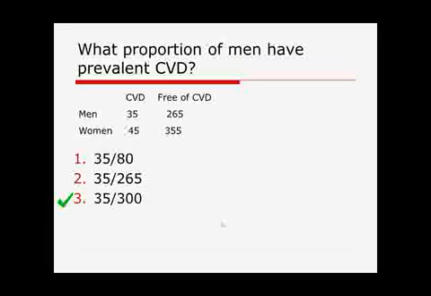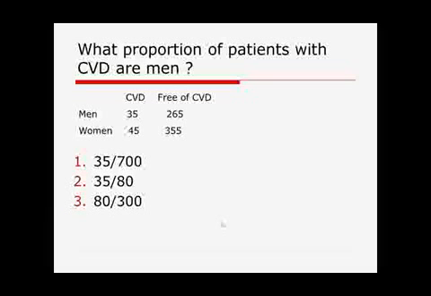So the proportion who have prevalent CVD would be 35, and now we're just looking at the men out of a total of 300. So it's not 35 out of 265. That's actually something else. That's an odds as opposed to a proportion. We'll get to that in a minute. But you need your total to get this figure. What proportion of patients with CVD are men?